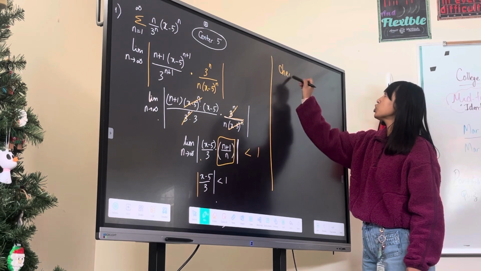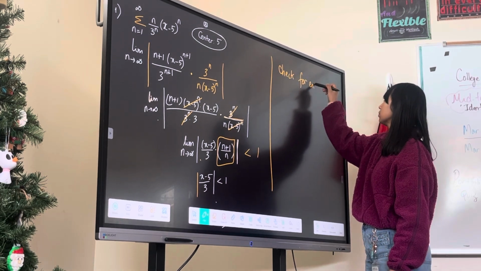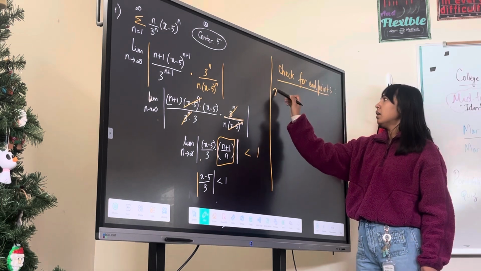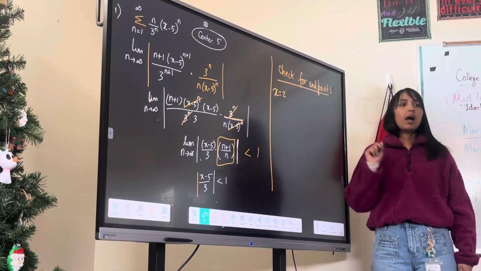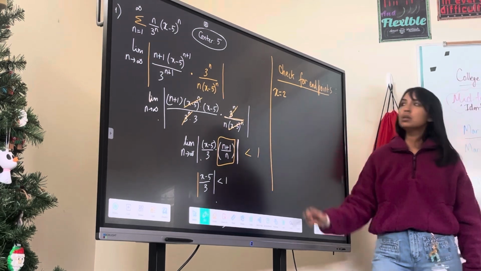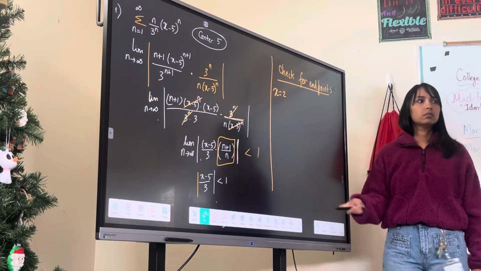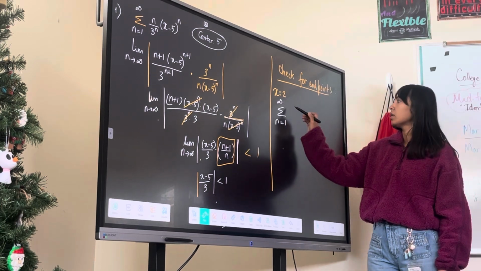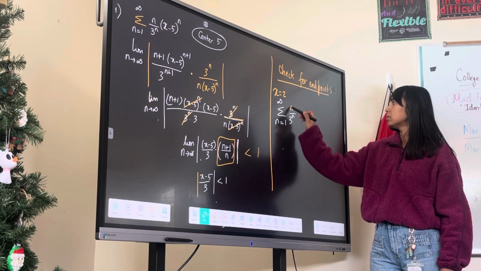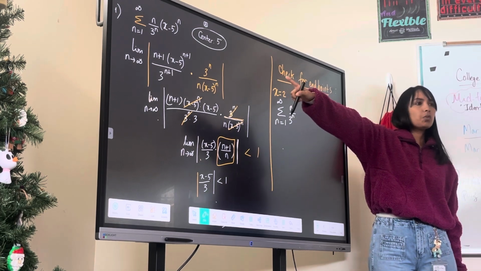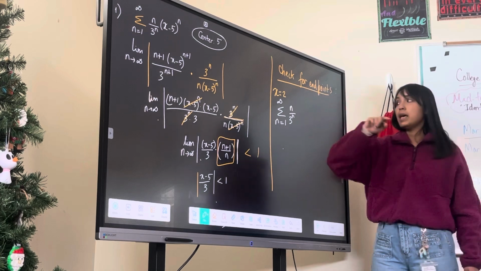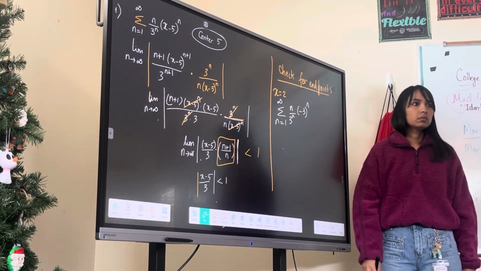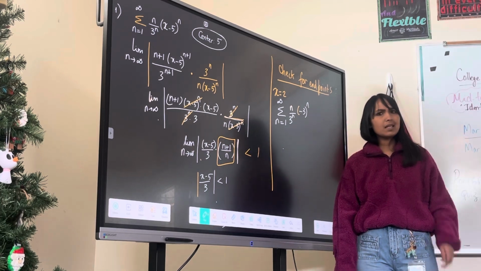So now I'm going to check for the endpoints. I'm going to check for 2. How do I check for it? I'm going to take the 2, plug it in. When I plug in 2 for x, what is 2 minus 5? -3 to the n. What is this series? Does it converge or diverge?